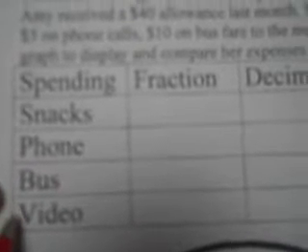So whenever we make a circle graph, we are going to label each category in a table. So we're going to title this spending. So she spent money on snacks, the phone, the bus, and videos. Now we're going to create a fraction, decimal, percent, and degree table.